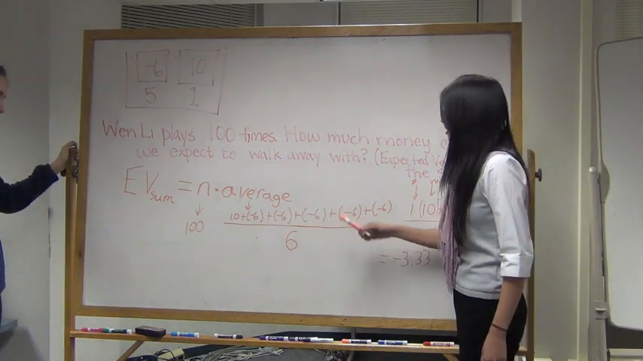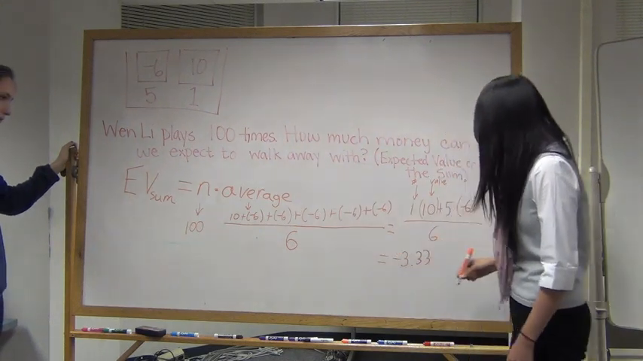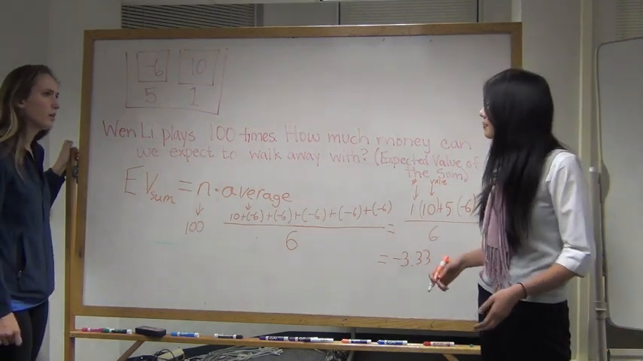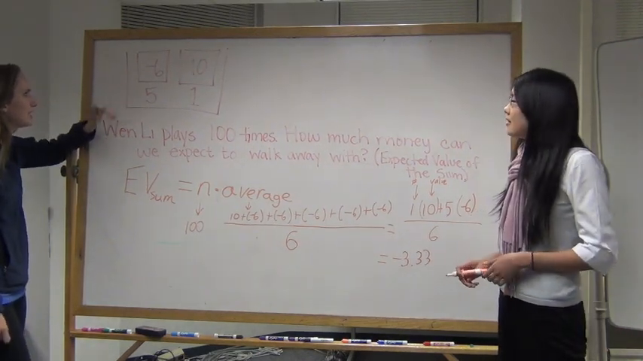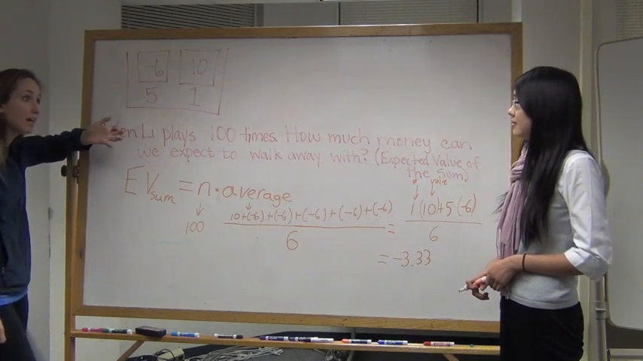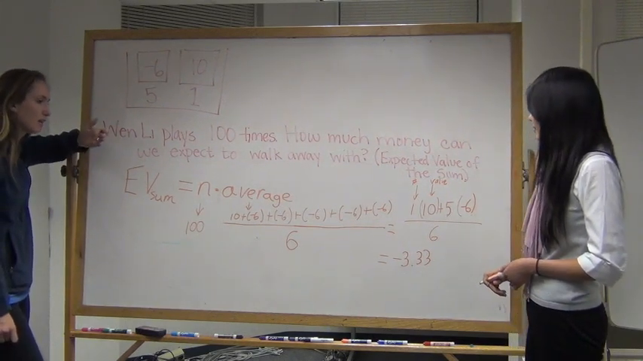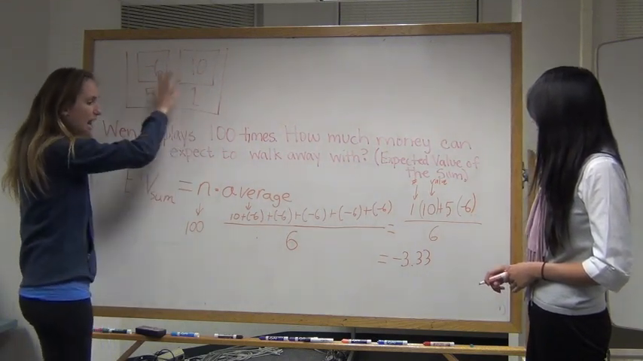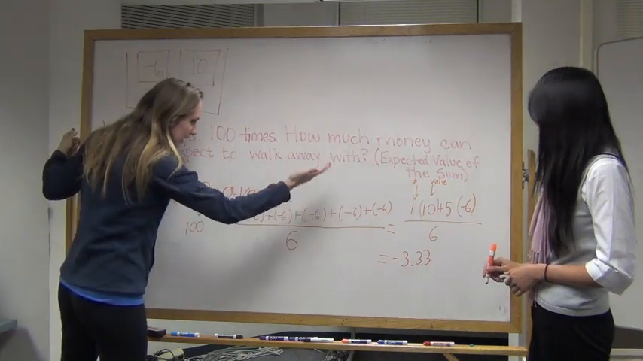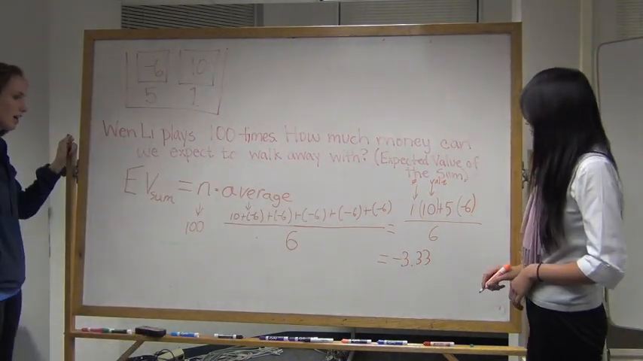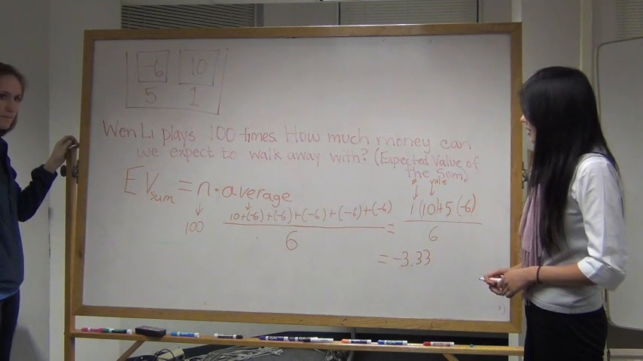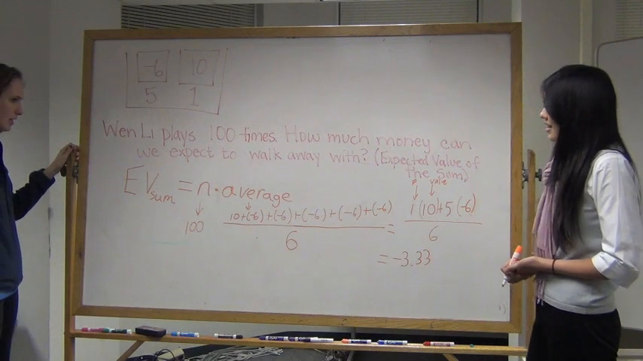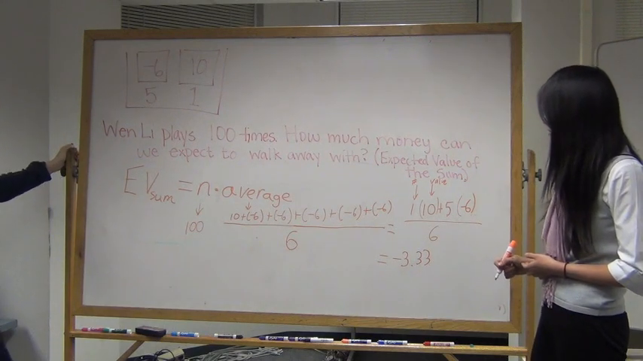So the expected value of the sum for 100 plays is negative 3.33. What does that negative 3.33 mean? For all 6 of these tickets in my box, the average value for a ticket in the box is negative 3.33. We can think about these in dollars: this box is an average loss of $3.33. Right, exactly. So how do we get the expected value?